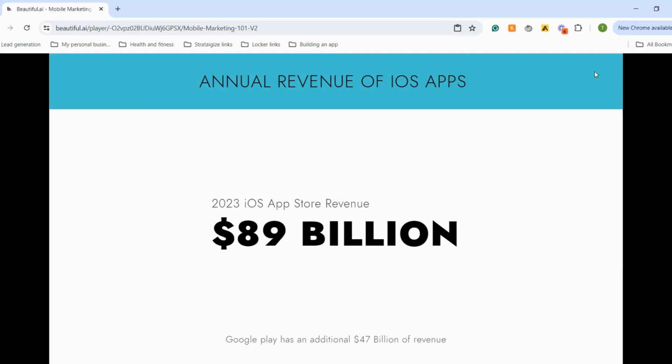So why do so many of these apps fail to really get over that initial growth hurdle of 1,000 installs?